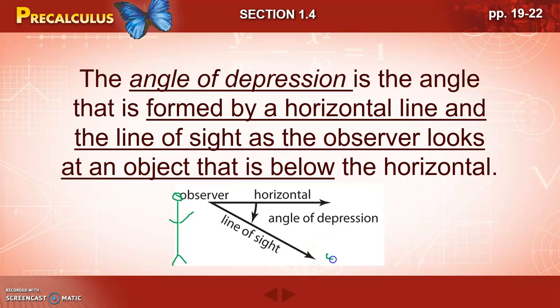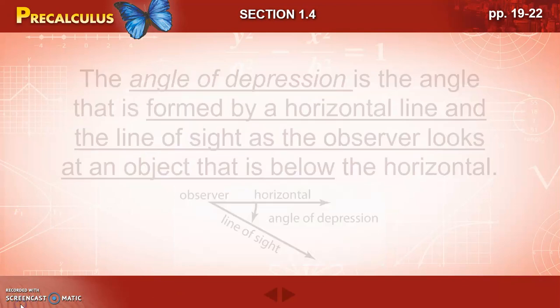Maybe you're looking at a small child, a small animal, something that is shorter than you are. Or maybe you're watching a balloon descend as it starts to run out of air, and you're following it downwards. So there are lots of times in real life that we are using an angle of depression.